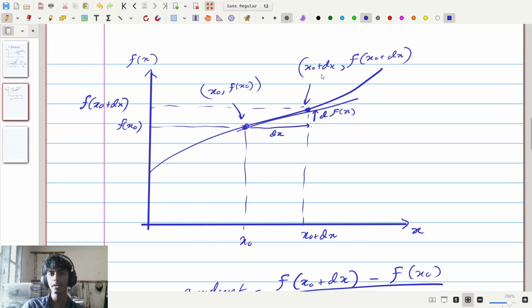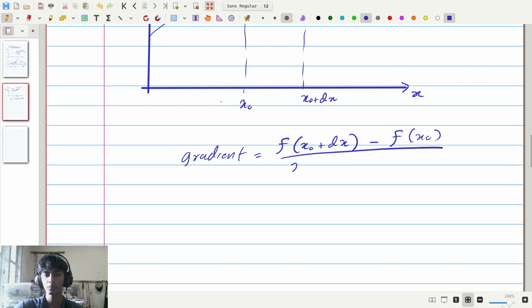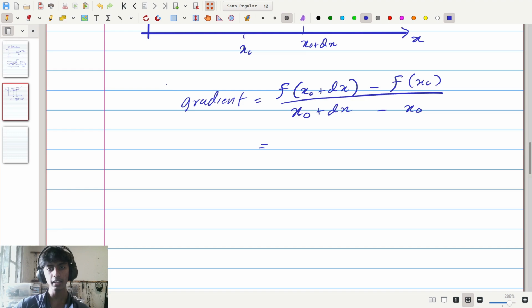So here x2 is x0 plus dx and x1 is x0. So we have x0 plus dx minus x0. You can see here a kind of symmetry. On top we have f of x0 plus dx, and on the bottom we have x0 plus dx. Over here we have f of x0 and down here we have x0. We can actually simplify the denominator here. We can see there's an x0 and a minus x0. Cancelling the two, we can see that the gradient of the secant line that we're considering here is f of x0 plus dx minus f of x0 divided by dx.